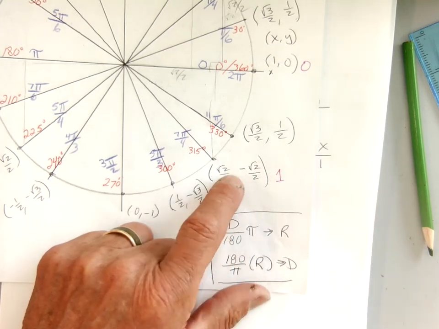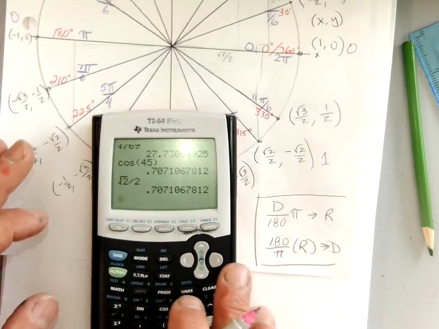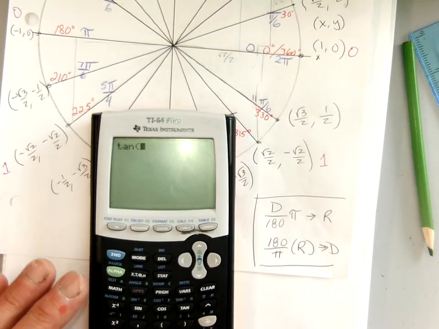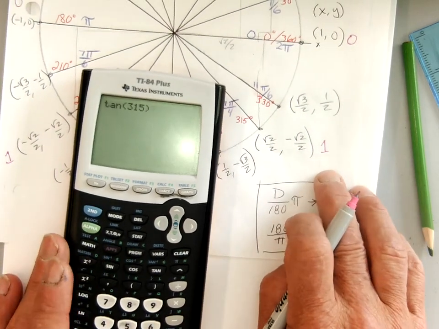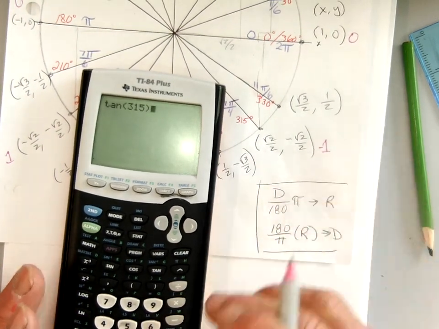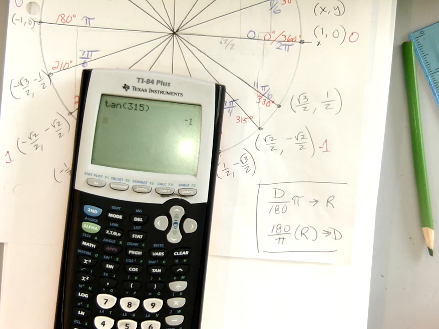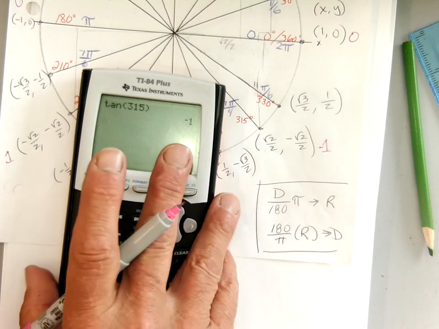So even on my calculator, if I went, for instance, tangent of 315 degrees, I know I'm going to get negative 1. Watch. Enter, negative 1. It will work. But I've got it on this unit circle, so it's easier, okay?